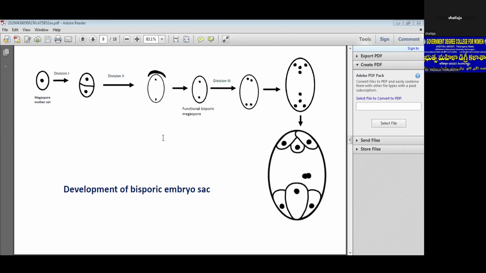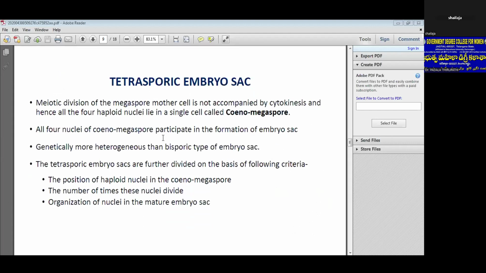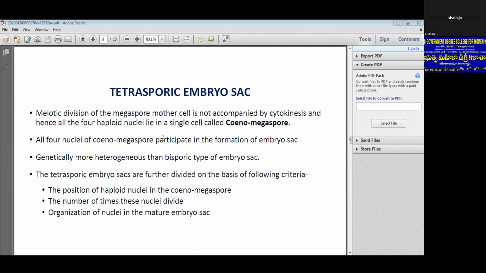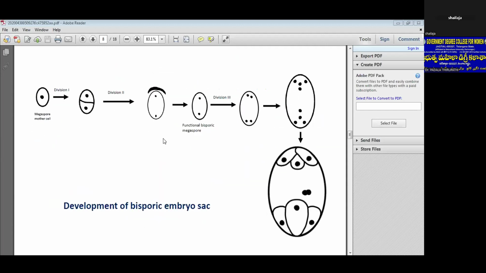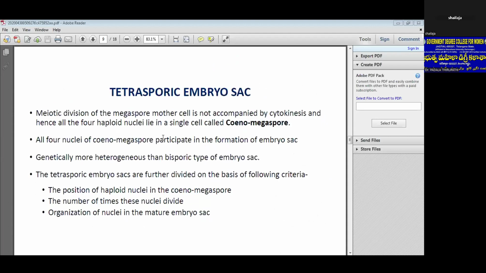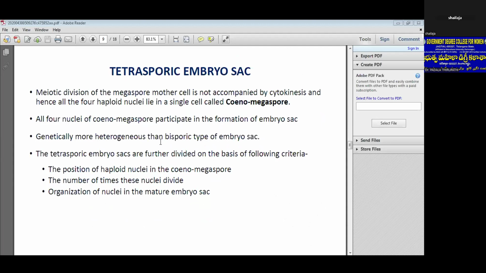Then coming to the tetrasporic embryo sacs, which is very important. In the monosporic, we already saw two types, polygonum and Oenothera. Polygonum is the 8 nucleate embryo sac, and Oenothera is the 4 nucleate embryo sac. Then bisporic embryo sacs have two types, allium type and endymion type. The allium type develops from the chalazal dyad, and the endymion type develops from the micropylar dyad. The third is the tetrasporic embryo sacs. It's very important. Totally 7 types are there.